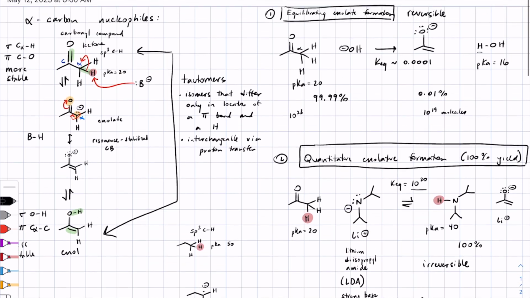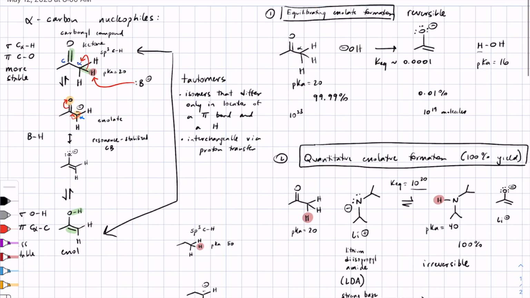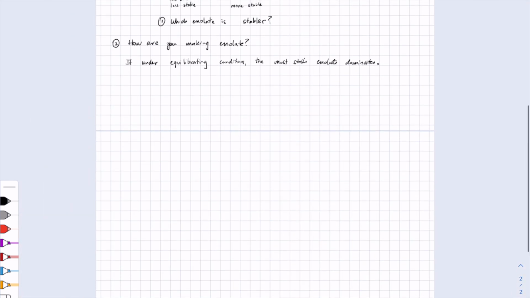So let's go back here to our equilibrating enolate formation. I told you that given your choice of base and the fact that it's not basic enough to completely remove the proton from the enolate, your equilibrium constant is pretty small. That tells you that the enolate product for this equation is actually higher in energy than your starting materials. All right? So we can draw an energy diagram to illustrate that point.